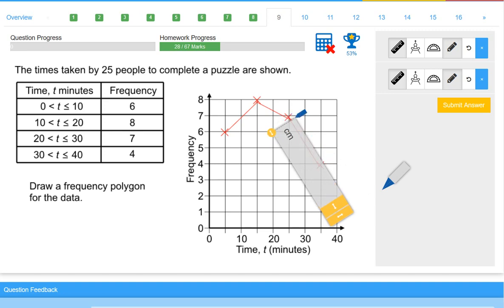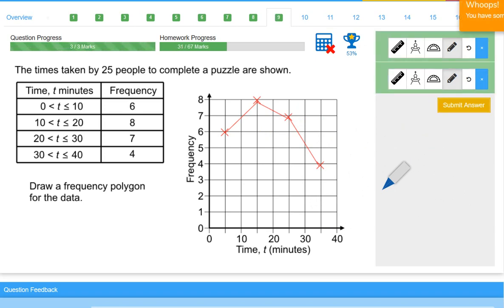And there is my frequency polygon. Let's see if it liked it or not. And it was close enough. Now notice I don't need to connect down to 0 or down to 40. Just connect the points that are there. We've got a little bit of practice now, trying some more of these.